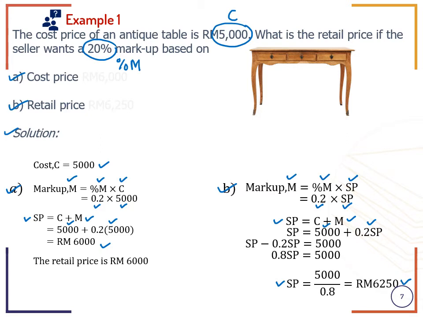So here we can say that the selling price of an antique table is 6,000 if markup is calculated based on cost price, and the selling price of an antique table is 6,250 ringgit if markup is calculated based on retail price.